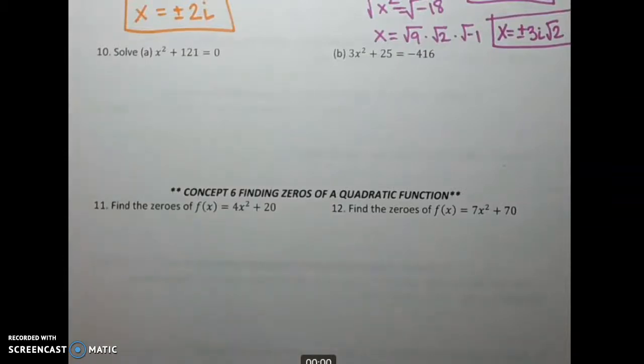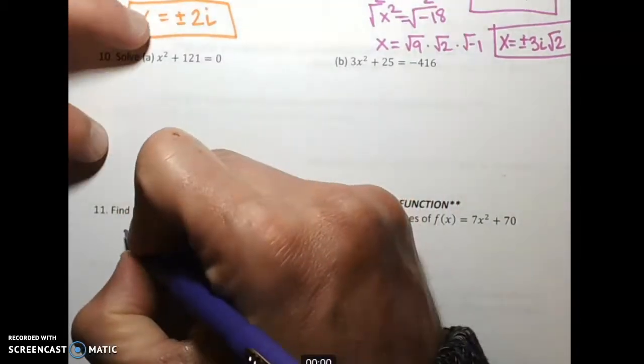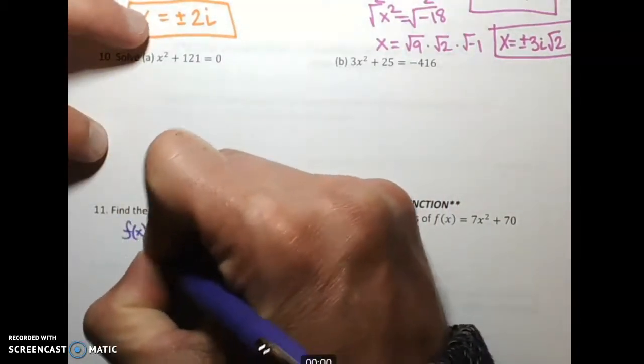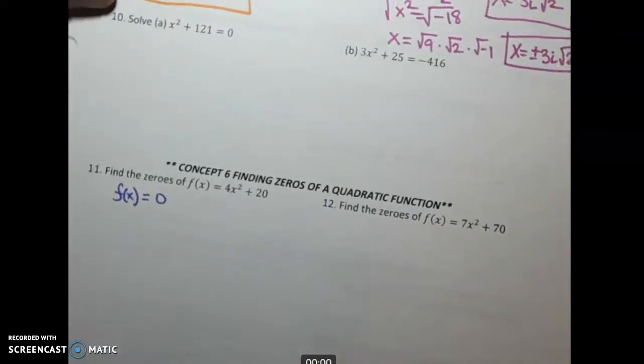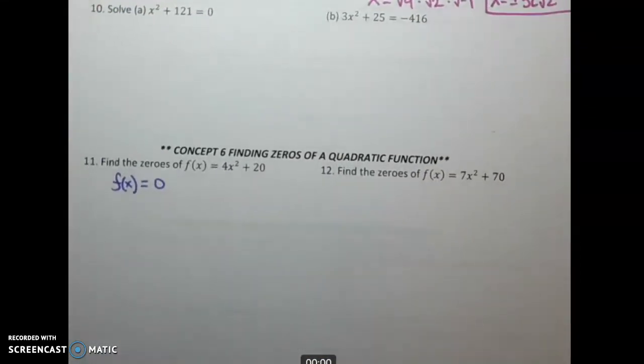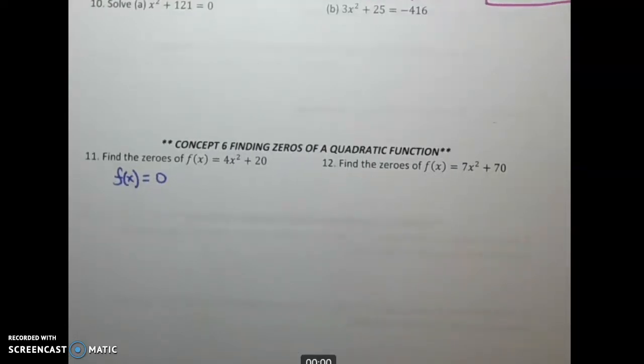Concept 6, finding the zeros of quadratic functions. It says, find the zeros of f of x equals 4x squared plus 20. Well, what does it mean if it says find the zeros? f of x equals 0. When it says find the zeros, it really means solve for x. Right? What are the solutions? What are the x-intercepts? What are the zeros? That's all the same thing.